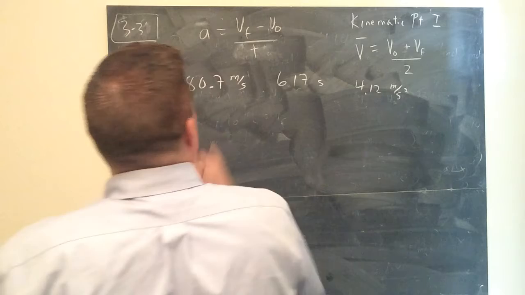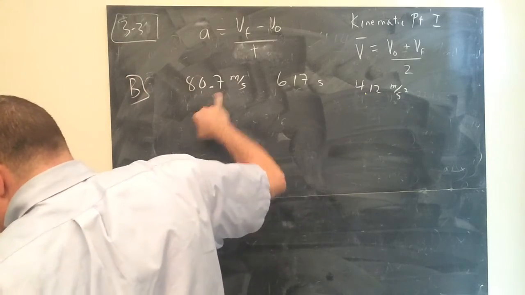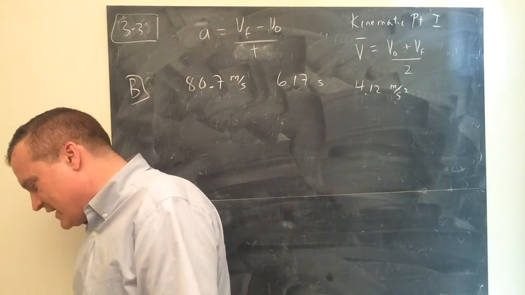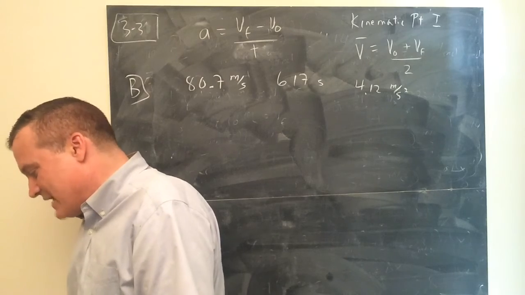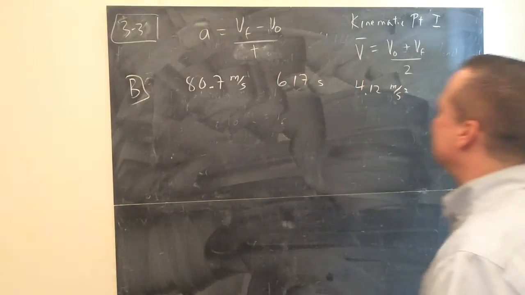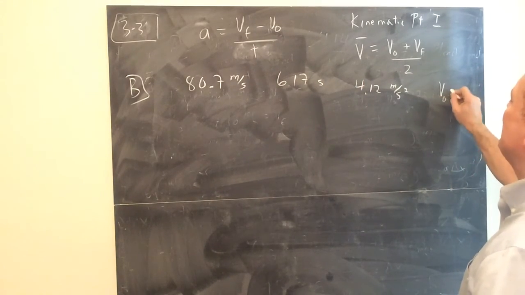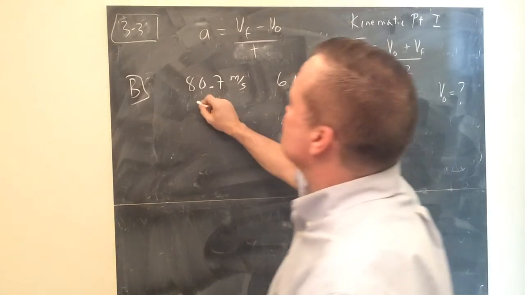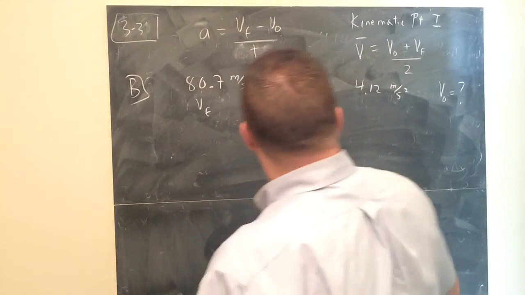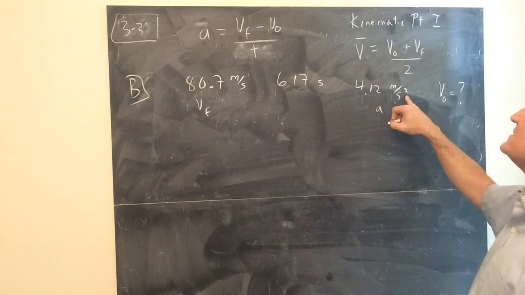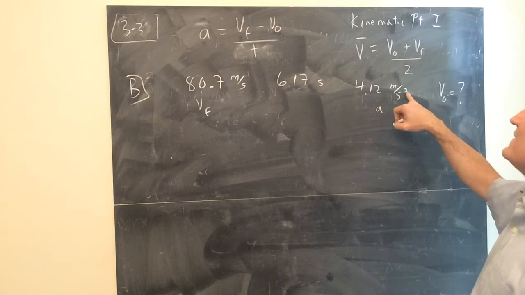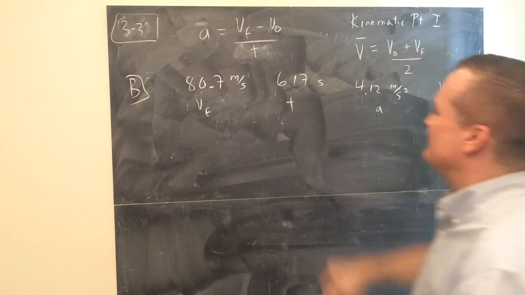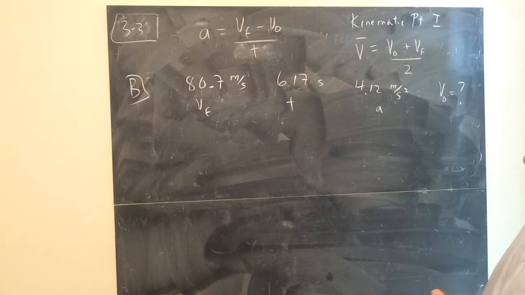Okay, so 80.7, it reached that velocity. And even in the end, it says, what was the initial? So that tells us we don't know the initial velocity, but we know this must be your final velocity. This has to be the acceleration because it's seconds squared. That gives it away. And we know that's time. So they want you to find the initial.